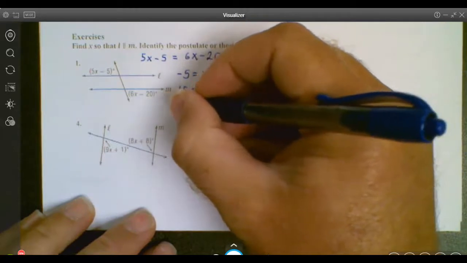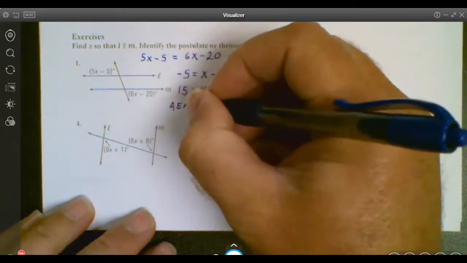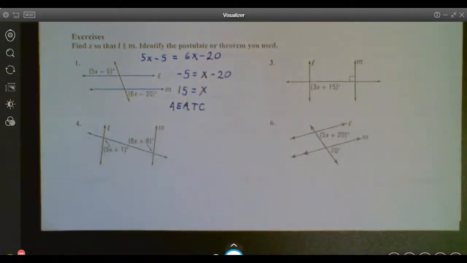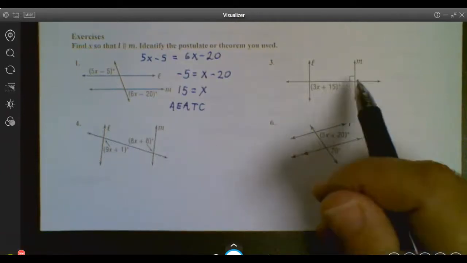Alternate exterior angles theorem converse. You're welcome to write all that out, but I think if we throw in the letters to abbreviate it, we all now know what those mean. So let's keep moving on here. So let's jump over this one.